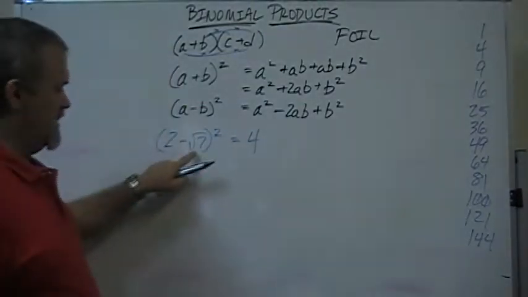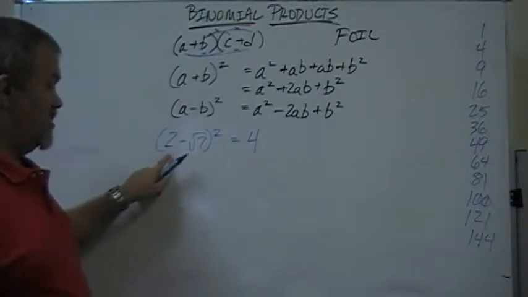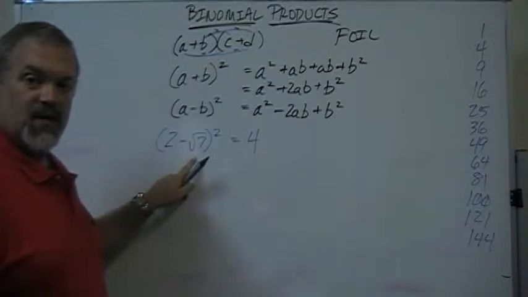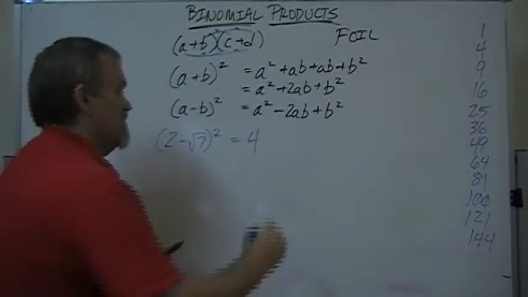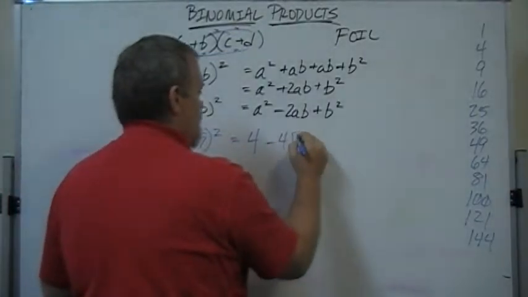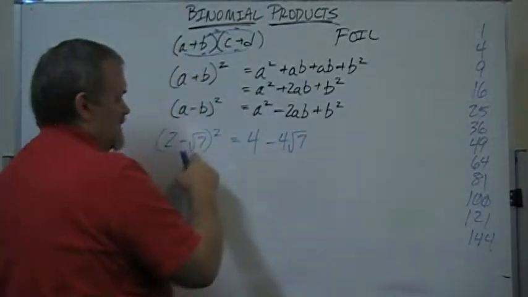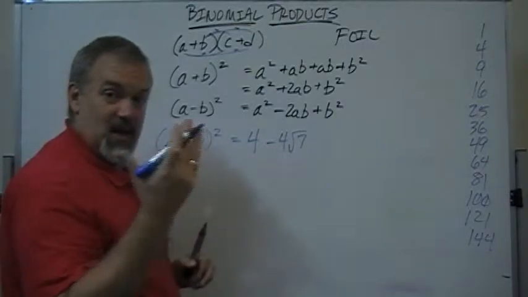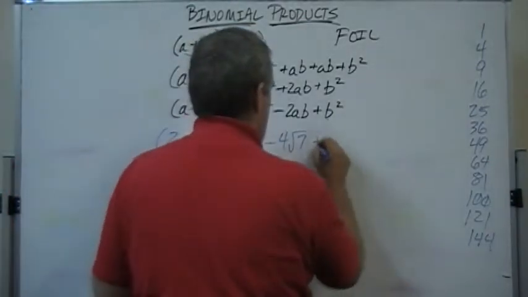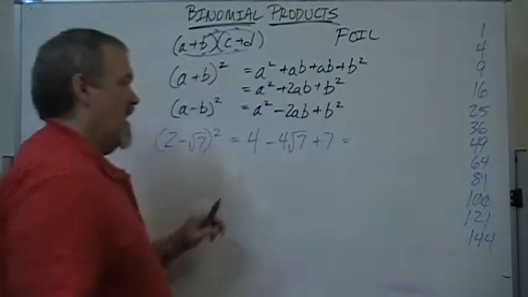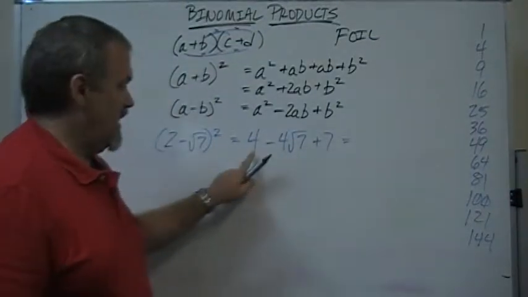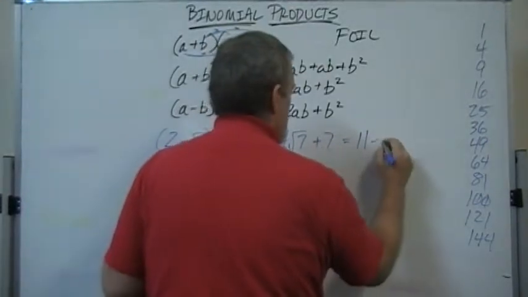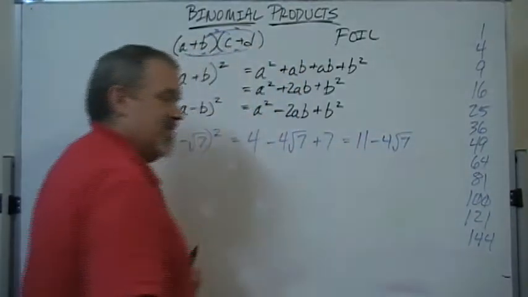Then we multiply these two together, so we get negative 2 times negative root 7 gives me negative 2 root 7. And I multiply by 2, which gives me negative 4 root 7. And then I multiply this times itself for the last one. Negative root 7 times negative root 7 gives me 7. And I will often be able to simplify, in this case just these two, which gives me 11. 4 plus 7 is 11, minus 4 root 7.